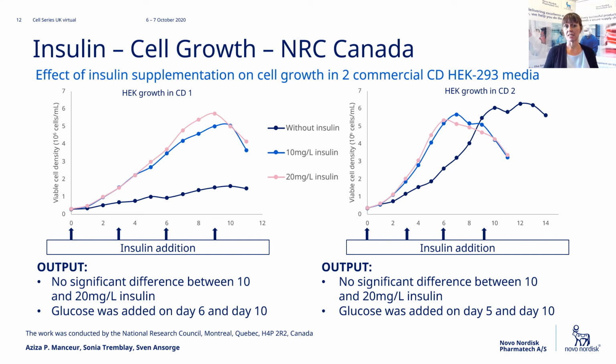The second set of experiments was performed on CD2, a media developed specifically for this cell line. So with or without insulin, a cell density of nearly 6 million cells per milliliter is achieved. However, this level can be reached about 3 days earlier with the addition of insulin, thereby accelerating the process.